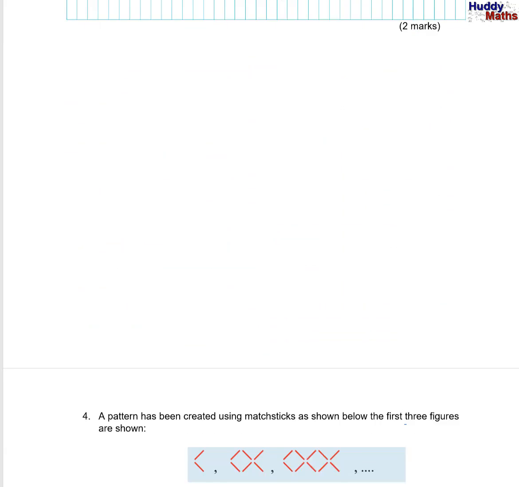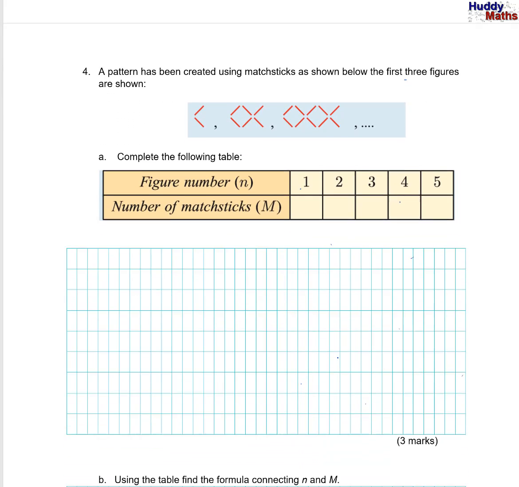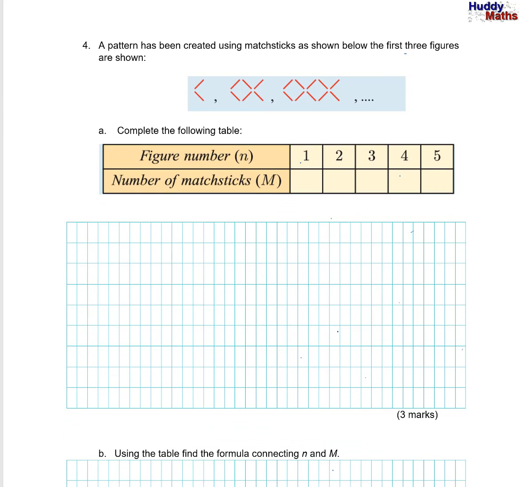Okay, let's go down to a bit more challenging question here. A pattern has been created by using matchsticks, and the first 3 figures are shown. So this would be the first one, that's the second figure, and that's the third figure. So let's do the first figure. Figure number 1. How many matchsticks? 2. Then in figure number 2, what's been added? I shouldn't have circled the whole lot. I'll just rub that out and come to what's been added here, just this bit here.